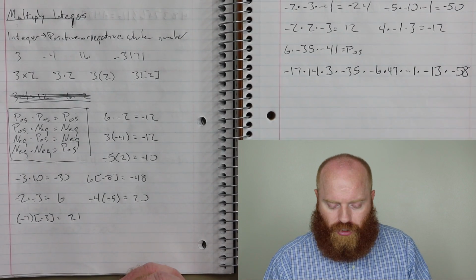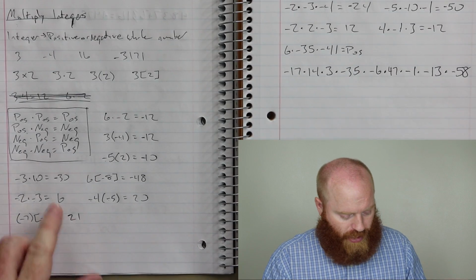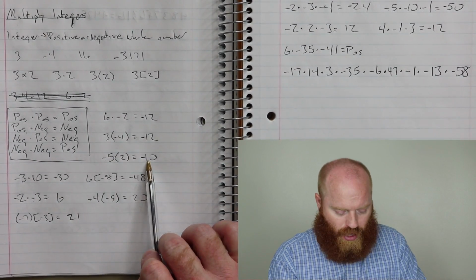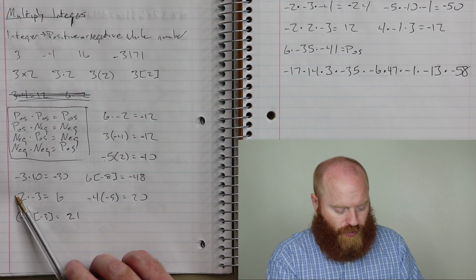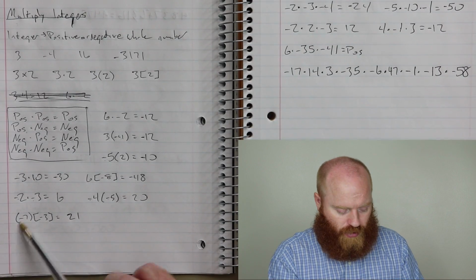Well, the key to solving it is, if there's one negative, there's nothing to cancel, so the answer is going to be negative. You notice it. If there's only one negative, the answer is negative. But if there are two negatives, they cancel, right? If you have two negatives, the answer is positive.